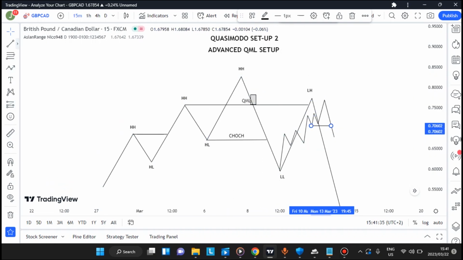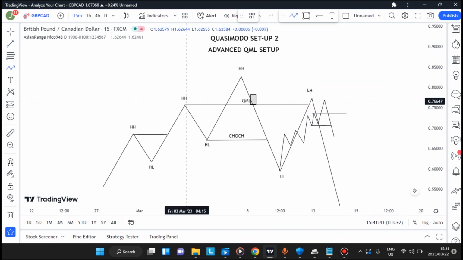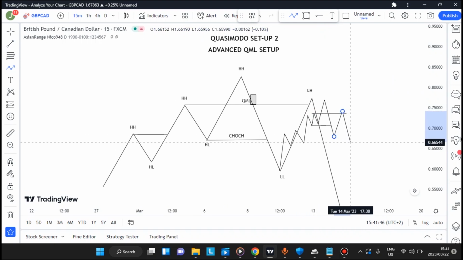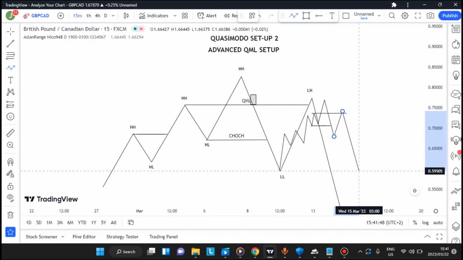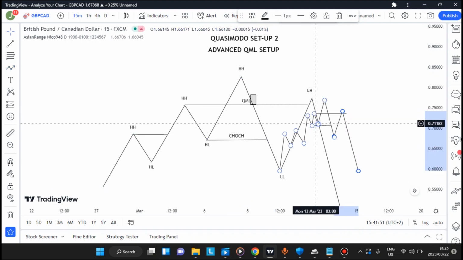So where will be your QML? Your QML will be here, and then the market will bounce from here going back into your QML and then all the way to your take profit. So this is how you can also minimize the amount of pips you are going to lose by having a confirmation entry using the QML.